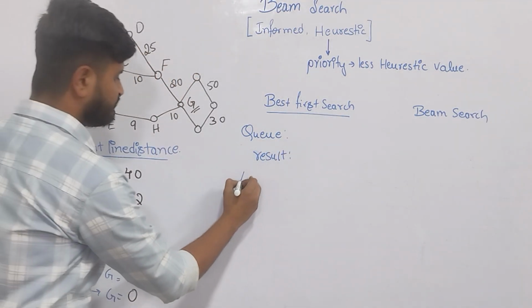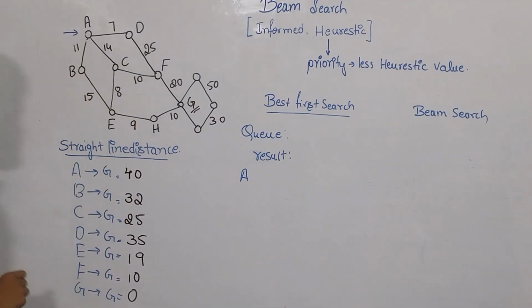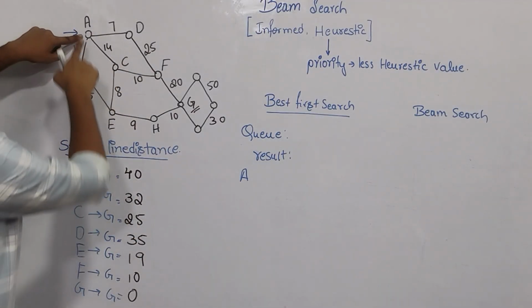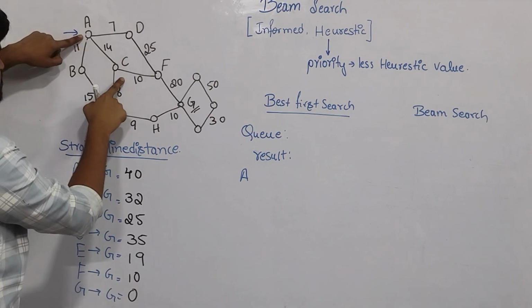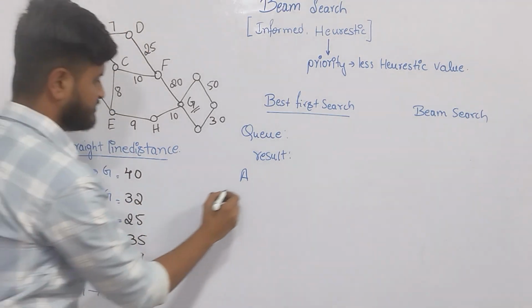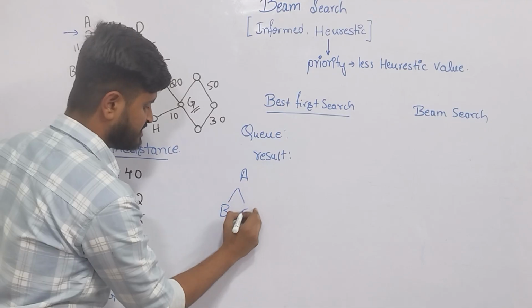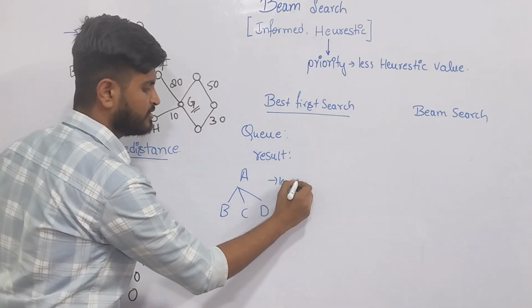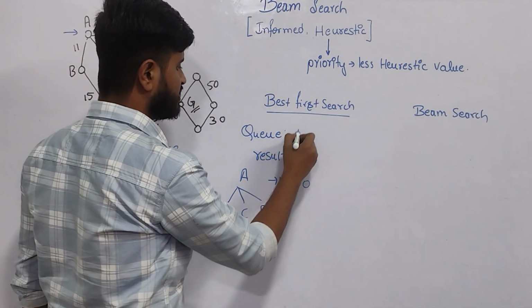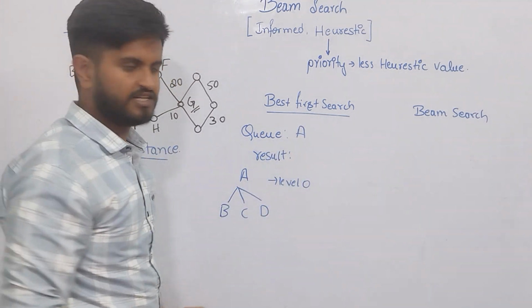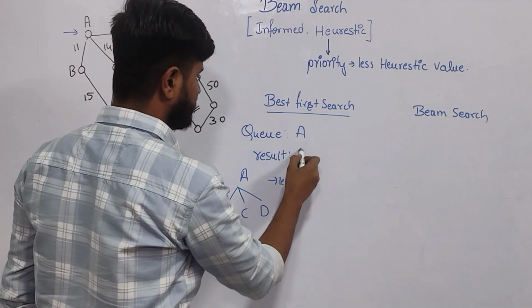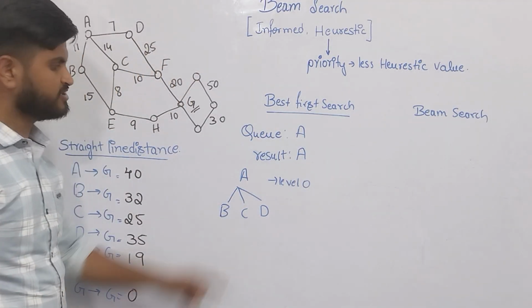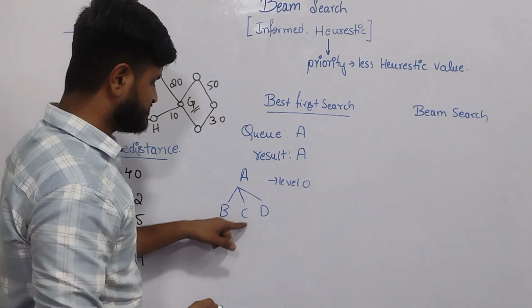If you start from A, that is, if you consider A as the initial node, from A you can move to B, from A you can move to C, from A you can move to D. This is at level 0. Only one element was there, so I inserted it in the queue and took it out from the queue as the result, A. Next, B, C, D is here.